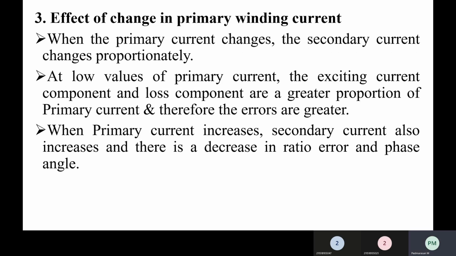And the third one is effect of change in primary winding current. So when the primary current changes, the secondary current changes proportionately. At low values of primary current, the exciting current component and the loss component are a greater proportion of primary current, and therefore the errors are greater. When primary current increases, secondary current also increases, and there is a decrease in ratio error and the phase angle.